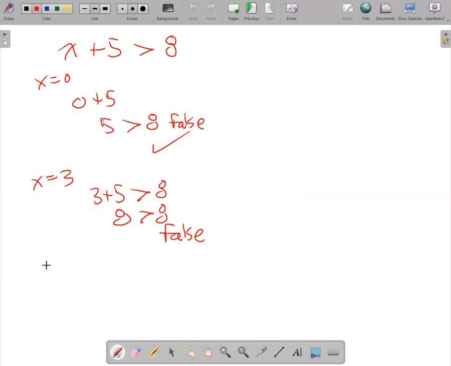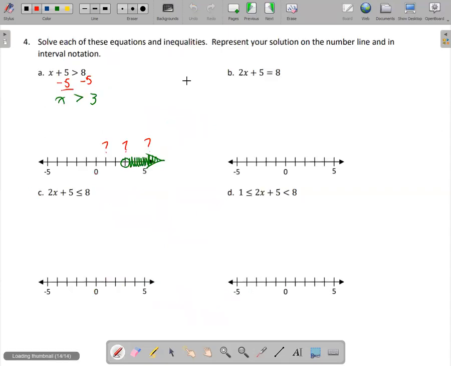And then a number on the other side, maybe x equals 10. 10 plus 5 is 15, which is greater than 8. That's true, which is good because it's in the shaded region. So these are all good results. So inequalities are more complicated because they indicate a huge range of numbers. And so the best idea is to test numbers, at least one number in the true region, at least one number in the false region, and then check the edge number to see if they have reasonable results.